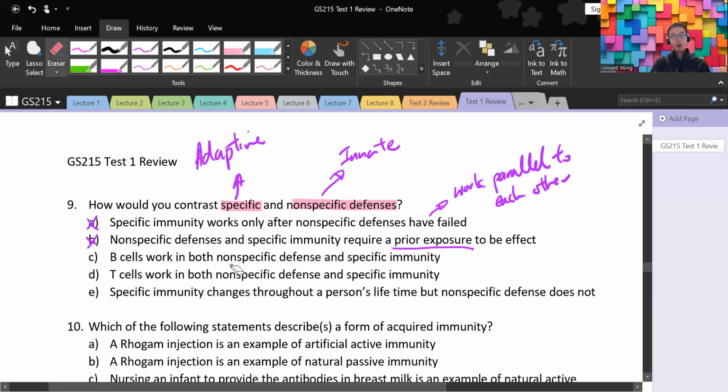B cells work in both non-specific defense and specific immunity. That's not true. B cells are only found in specific immunity. T cells, same story, specific immunity only. Specific immunity changes throughout a person's lifetime, but non-specific defense does not. That's correct. Okay, that is true. All right.